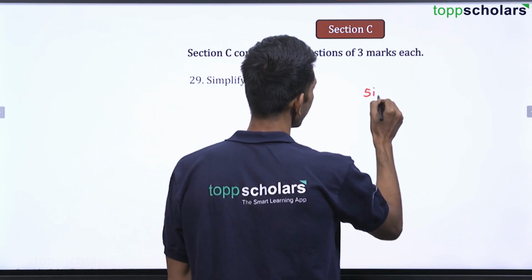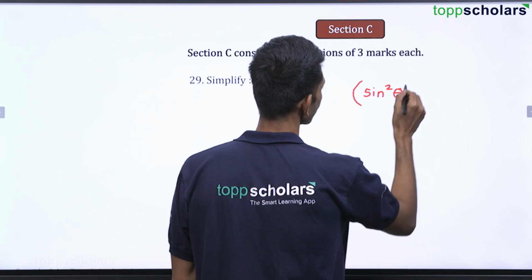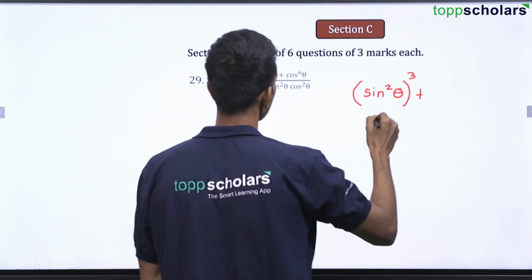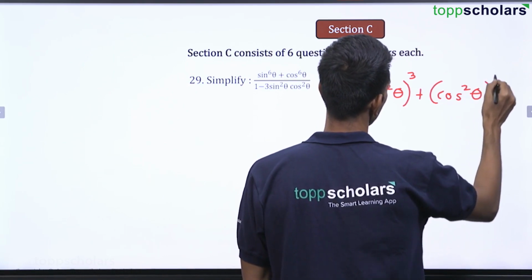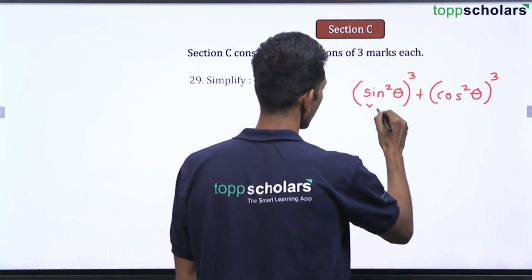Now, sine raised to 6 theta. Firstly, can I write this as sine square theta the whole cube plus cos square theta the whole cube? I hope this is clear.